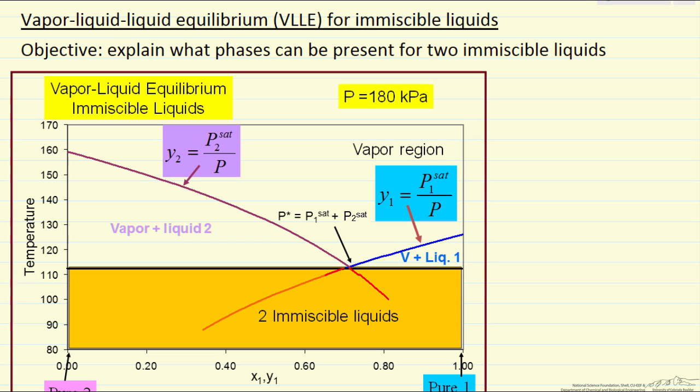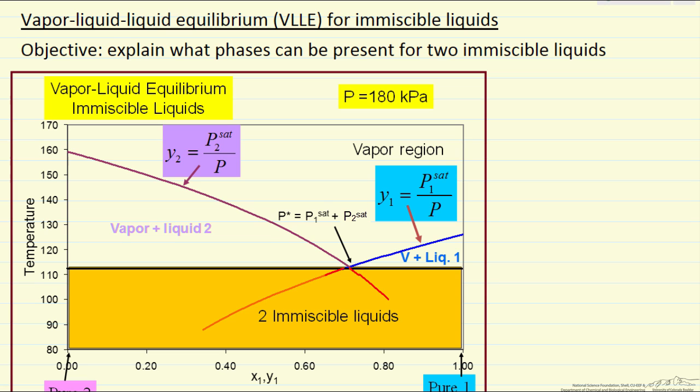In this screencast, we're going to look at vapor liquid-liquid equilibrium. This is a case where we have two liquids that do not mix, which means if the liquid is present, it's going to exert its vapor pressure independent of the other liquid because the liquids are in separate phases.